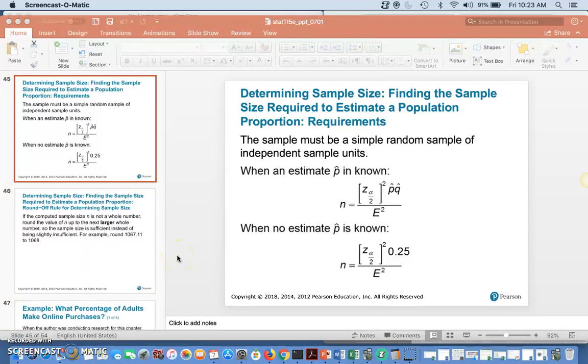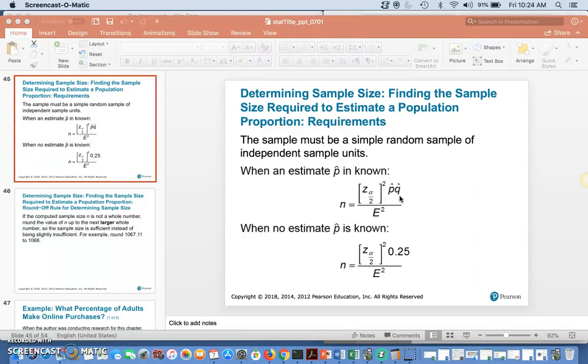When dealing with confidence intervals, the sample size is important, that you have the right number, or at least the right number, to get a certain degree of accuracy. So we have formulas that help us figure what that number is. And it says when an estimate of p hat is known, then this is the formula. And that's the z alpha over 2 that we just found, and you square it. And then you would have your p hat and your q hat.